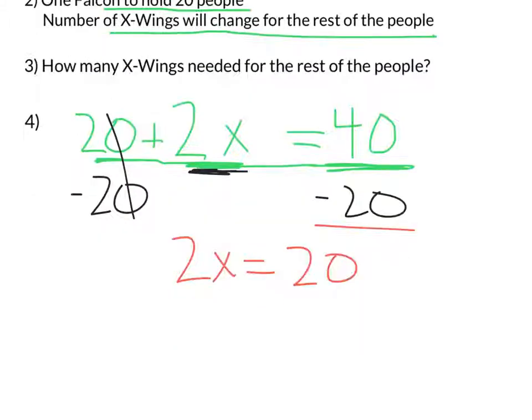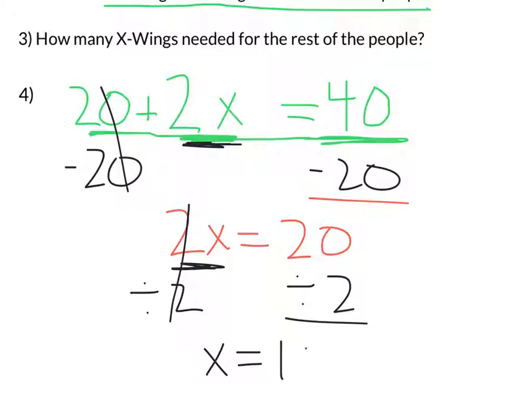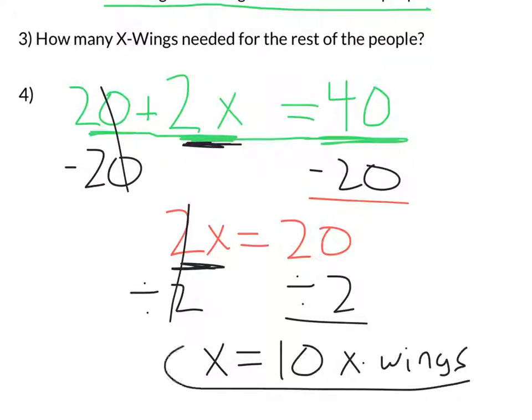Then, let's give ourselves a little bit more room here. Then we have 2 times x, so let's do the opposite of that, divide by 2. Keep balance, divide by 2 on both sides. That's going to cancel, giving us 1x equals 20 divided by 2, which is 10. So we should need 10 X-Wings. And that is going to be our solution.